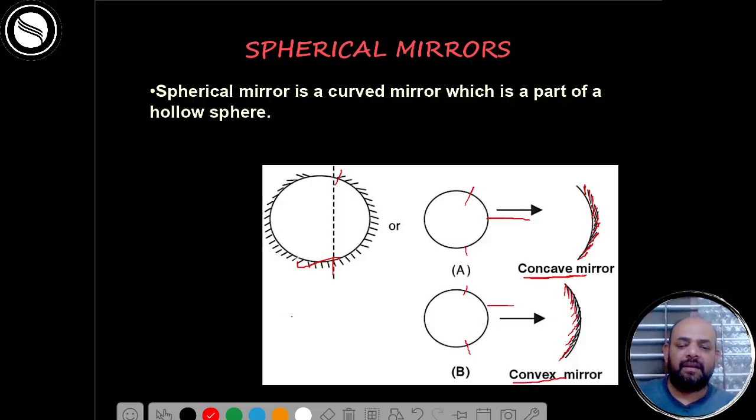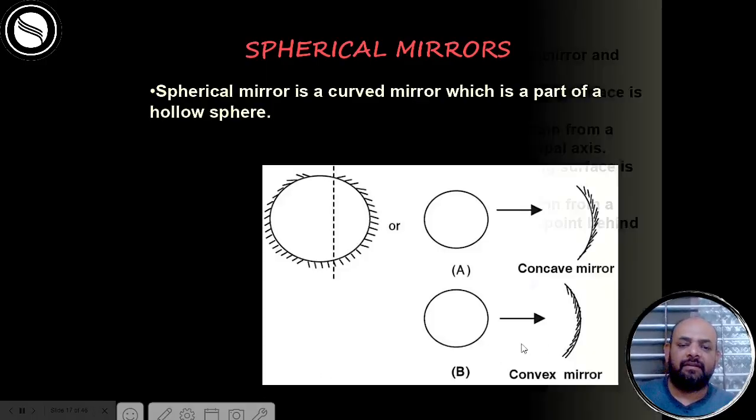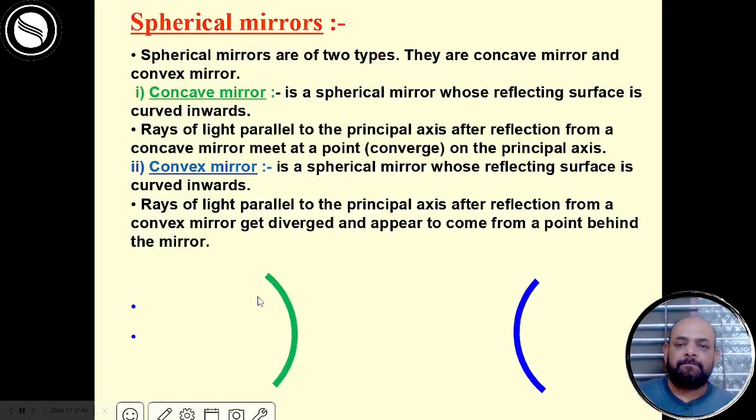So a concave mirror is the mirror which has the reflecting side curved inside, like this. In the case of a concave mirror, the reflecting side is curved inside, and in the case of a convex mirror, the reflecting side is bulging outside. So these are the two differences between concave and convex mirrors. Now, in the case of concave and convex mirrors, there are only two types of spherical mirror, concave and convex.